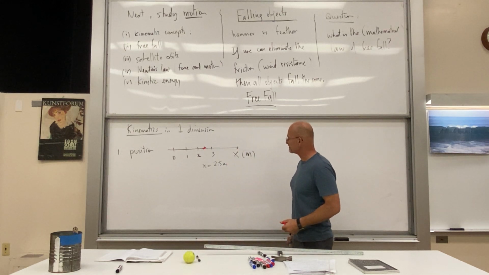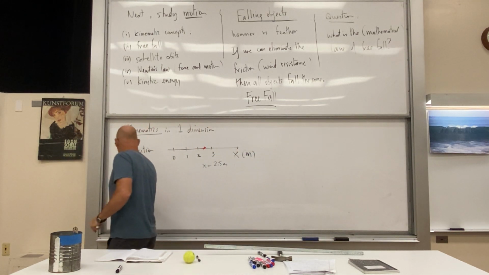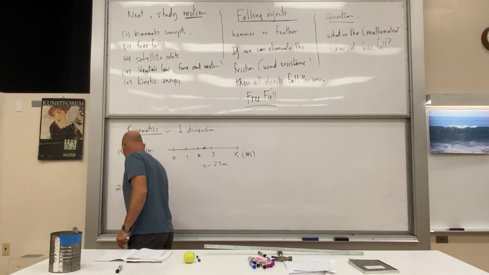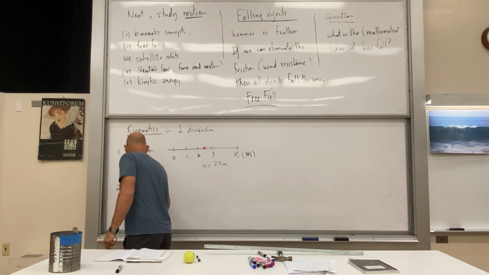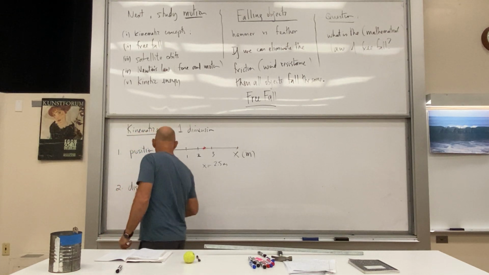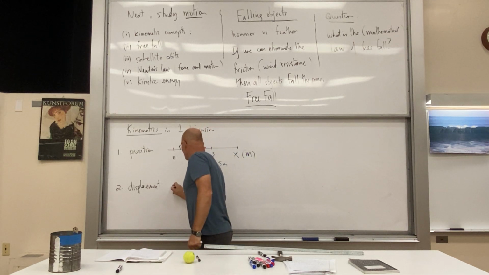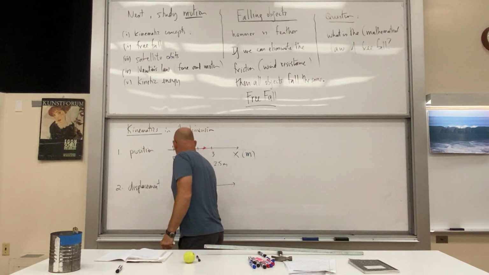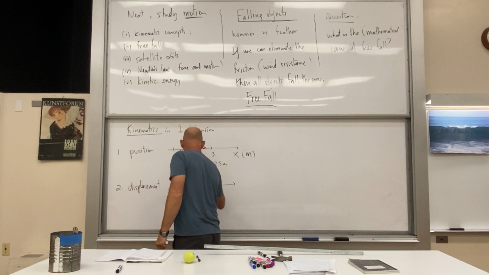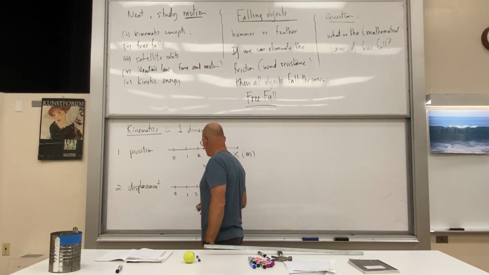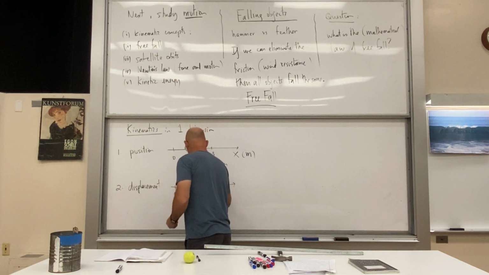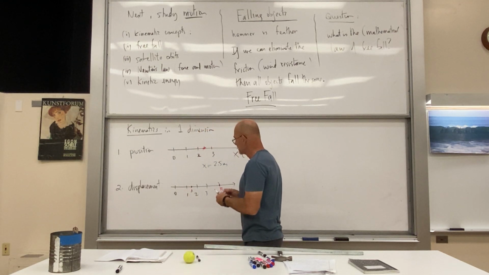The next concept is if you move something from A to B, it's called displacement. So displacement is, say I start at 1 and move to 2.5. So I'm going to go ahead and have a 0, 1, 2, 3, 4, and let's call this A and this B. So displacement.